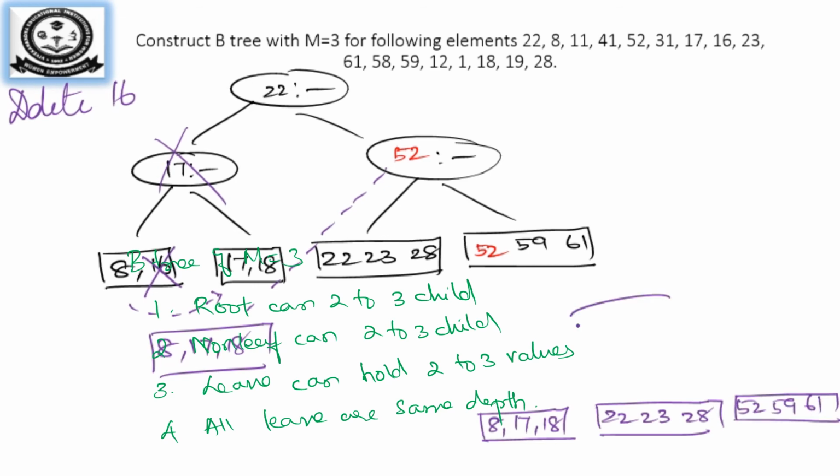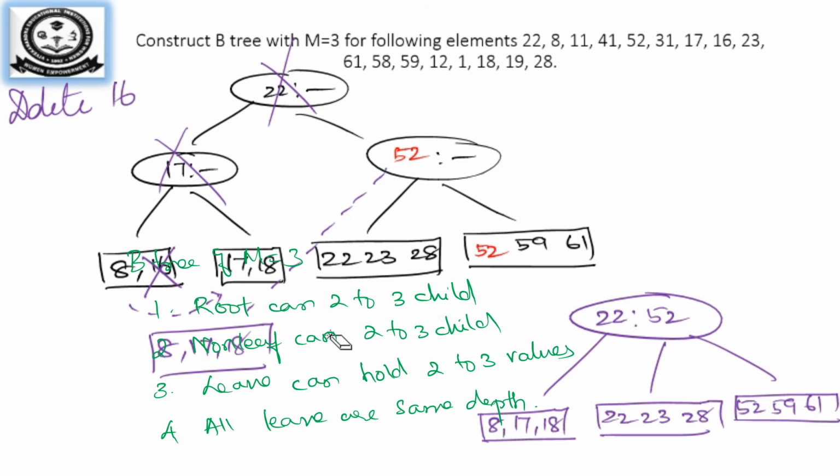So what happens is when this is connected to this, the existence of the 22 node and 17 node will not be there. So you will have only 3 leaf nodes. A single non-leaf node is enough. So you will have 22-52. This is the final diagram after delete 16.